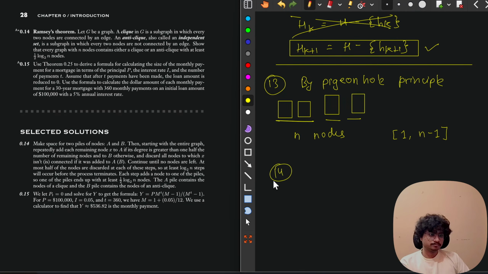14. Make space for two piles of nodes A and B. Then starting with the entire graph, repeatedly add each remaining node X.